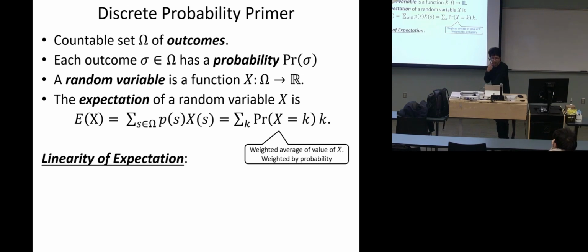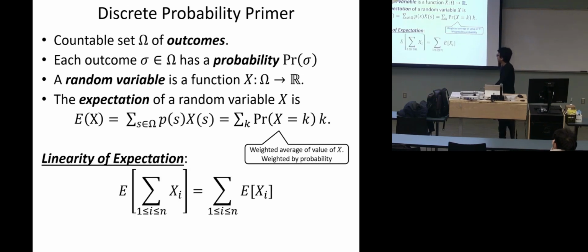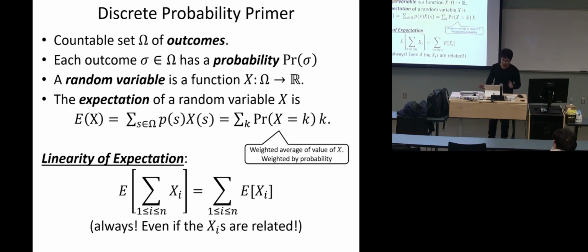So now the important property of expectation is that it satisfies linearity of expectation. Like expectation of the sum is a sum of expectation. You know this, and I want to note that the important thing is that this is always true. It doesn't matter if the Xi are related or not. Doesn't matter if the Xi are independent. This is just true.